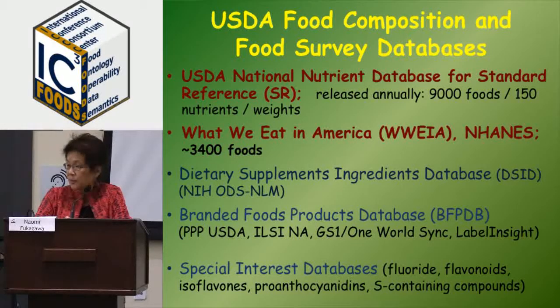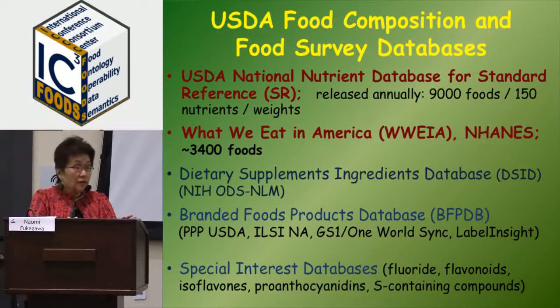Finally, we have a number of special interest databases, which include ones on fluoride, flavonoids, isoflavones, proanthocyanins, sulfur-containing compounds, etc. And these are all specialized databases that, again, will be under our foods umbrella. But as you can imagine, what we're challenged by is how do we connect all of these in with common vocabulary. What thesaurus do we use, and what is the ontology that we can use such that we can help users of these databases to go in and know that they can get the unusual, the multiple different names for different food components.